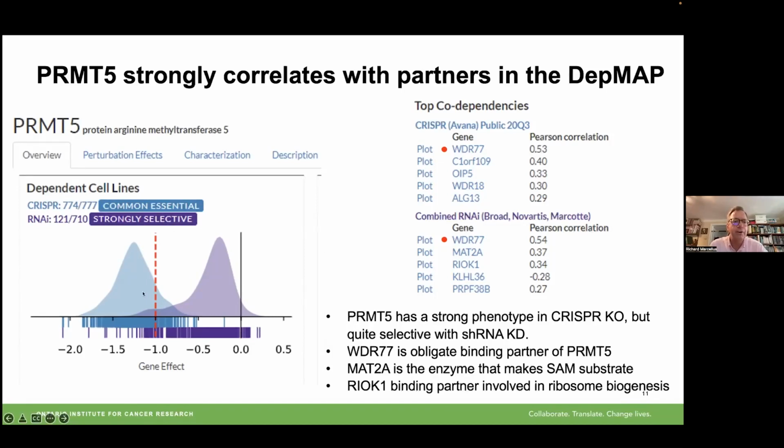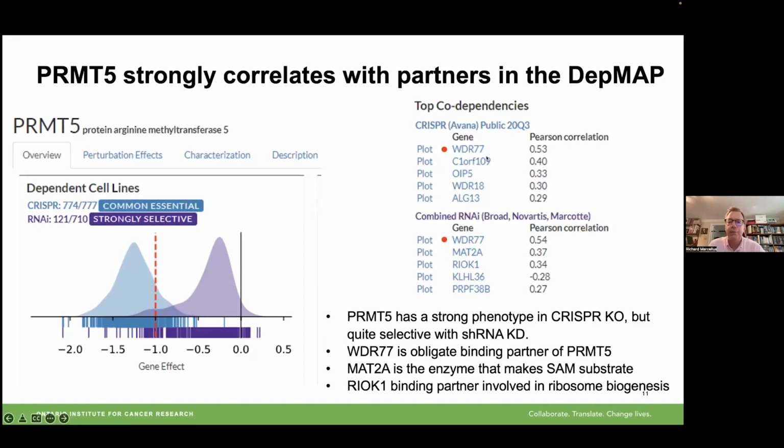In CRISPR, however, it is a common essential. This is a very important enzyme. You CRISPR it out, you're going to kill almost all cells. And one way I use to assess the function of a protein and figure out how well the literature is reporting on the role of that protein and its binding partners is to look at the codependencies. So in CRISPR, the top codependency is a protein called WDR77. That also showed up in the RNAi as the top codependency.